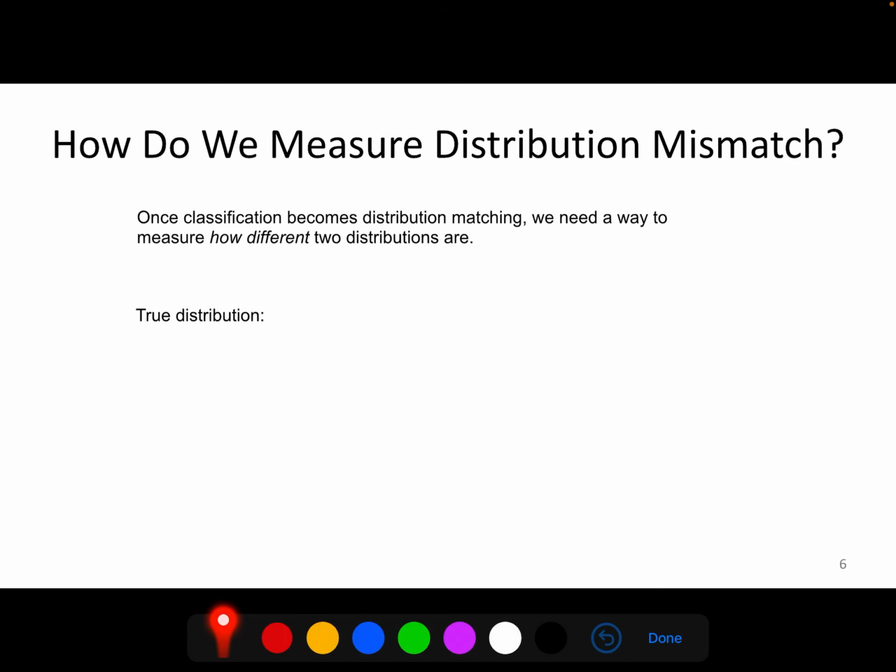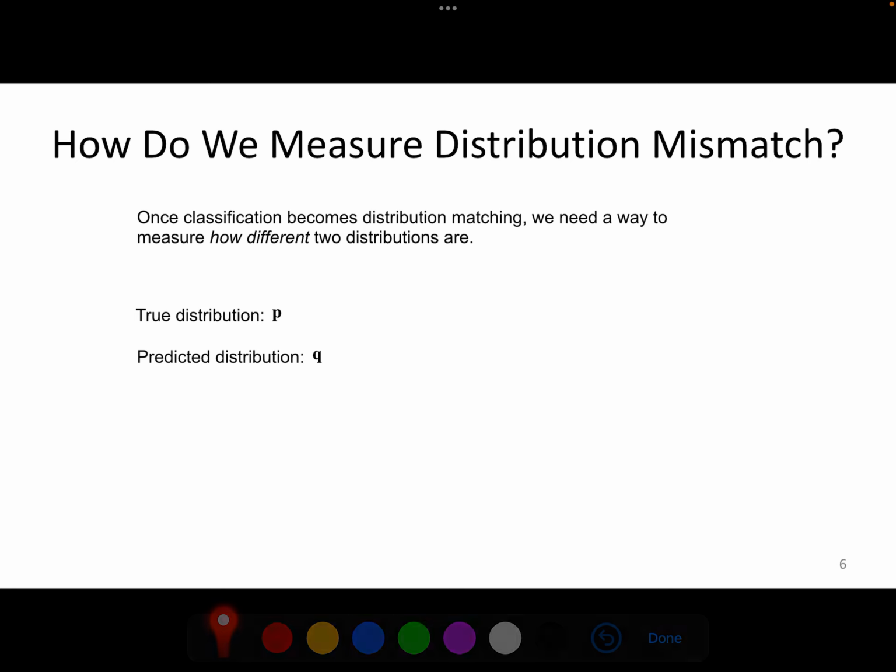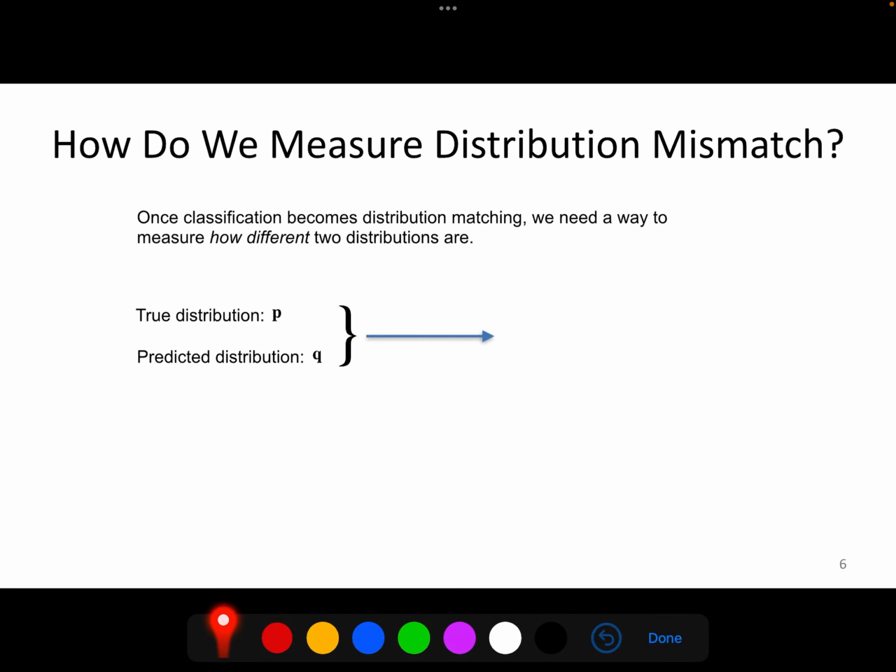Let's consider we have two distributions: the true distribution P, and the predicted distribution Q. KL divergence measures how much the model's predicted distribution Q disagrees with the true distribution P. This is the formula of KL divergence. Let's understand this formula using a concrete example.